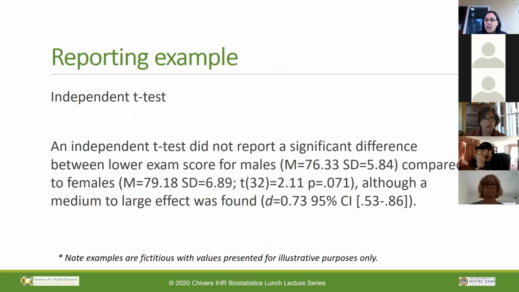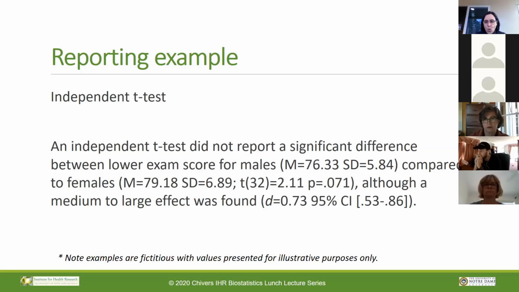So I just wanted to provide you some examples of how you would write that up in results. And so this is an independent t-test example. An independent t-test did not report a significant difference between lower exam scores for males compared to females, although a medium to large effect was found. Now that medium to large terminology is derived from that 0.53 to 0.86. Okay, and you'll see that the effect size reported there is 0.73.